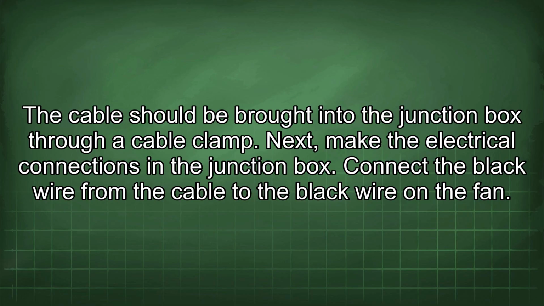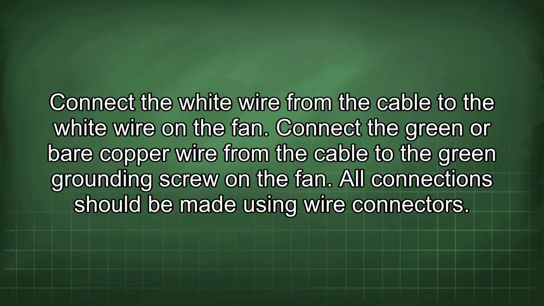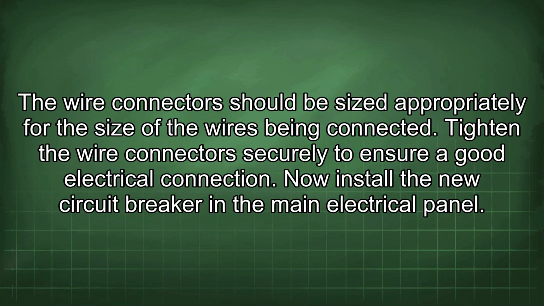Next, make the electrical connections in the junction box. Connect the black wire from the cable to the black wire on the fan. Connect the white wire from the cable to the white wire on the fan. Connect the green or bare copper wire from the cable to the green grounding screw on the fan. All connections should be made using wire connectors. The wire connectors should be sized appropriately for the size of the wires being connected. Tighten the wire connectors securely to ensure a good electrical connection.